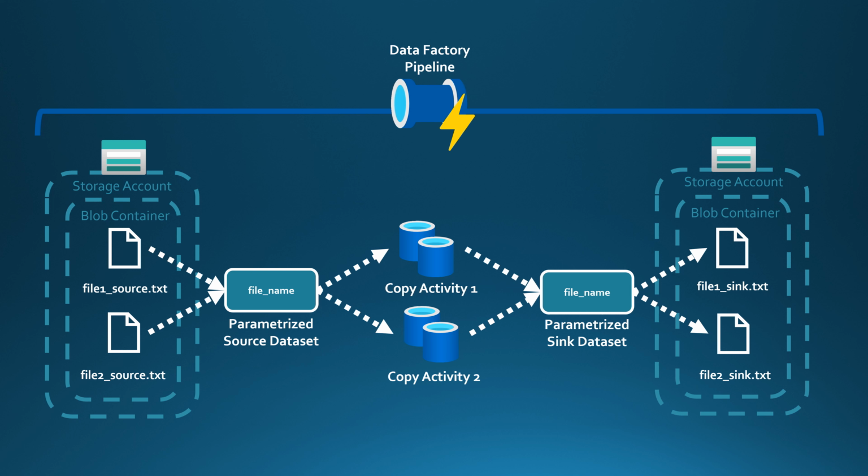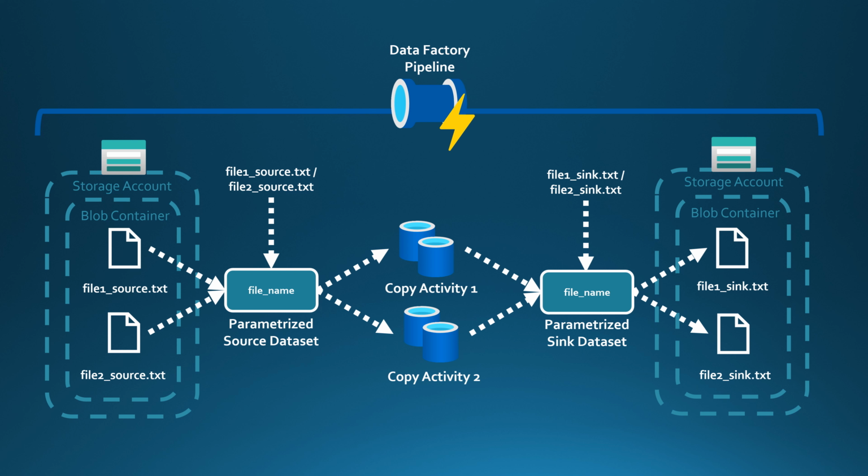Instead, we add a parameter called file_name that can be used to input the file name dynamically for these datasets. And now we can decide which source file and which sync file names we are going to pass down to these datasets to configure the copy activity. And with this setup, both of our copy activities are actually using the same source dataset and same sync dataset, but with just different parameter values for those datasets.